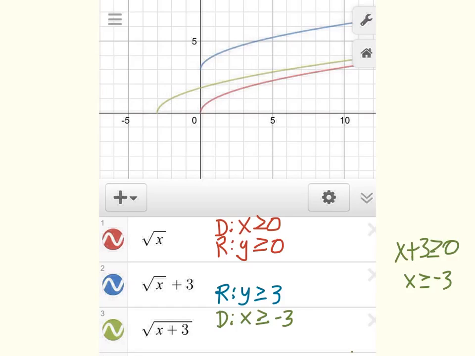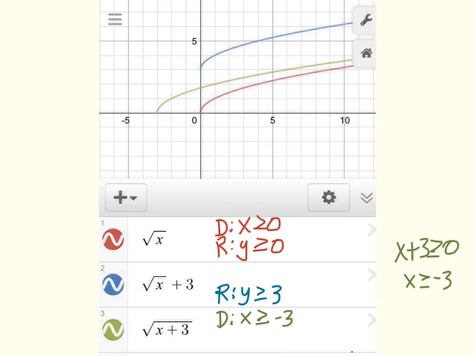And as we've seen with other functions, when we add something either outside or inside, it changes the location of where it starts. Here we've got again the parent function with the domain and range of x greater than or equal to 0 and y greater than or equal to 0. If I add something outside, it is going to make the graph go up 3. In this case, the y values are now greater than or equal to 3. It changes the range, because the y value is changing.